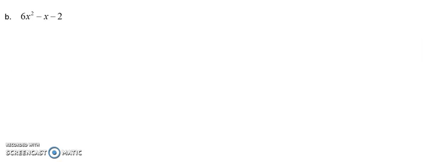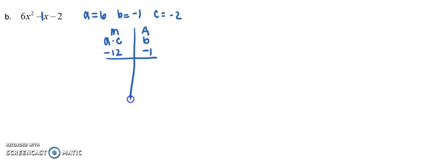Let's do this next one. So first thing, there's no GCF in all of them. Second thing, A is 6, B is, looky here, negative 1, and C is negative 2. What multiplies to give you A times C, which is 6 times negative 2, so negative 12, but adds to give you B, which is negative 1.